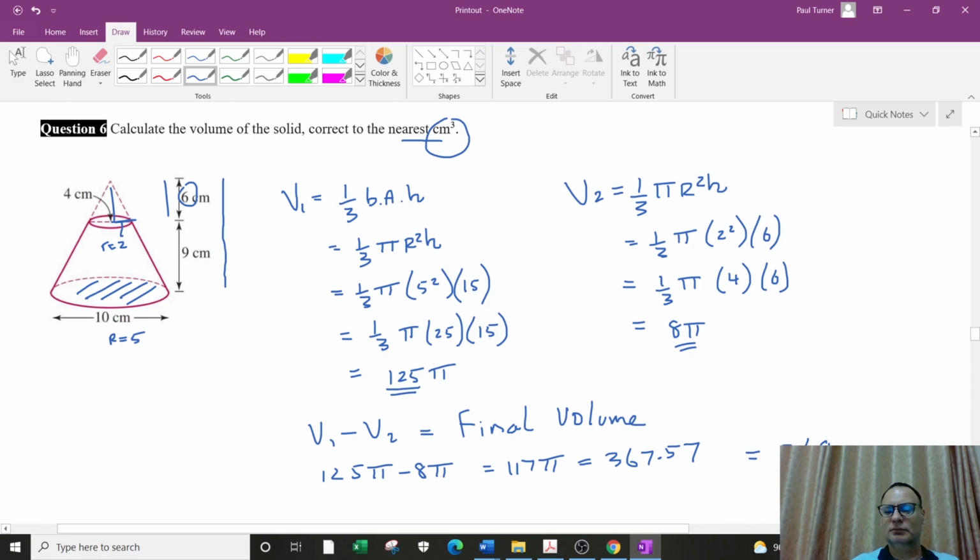cubic centimetres. And that will be our final answer there for the volume of this solid here, this part.